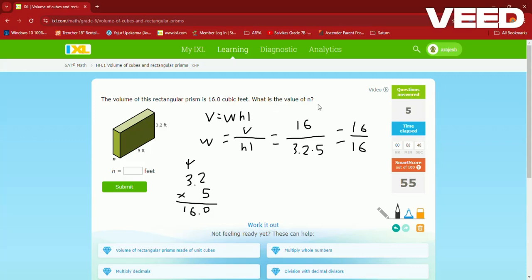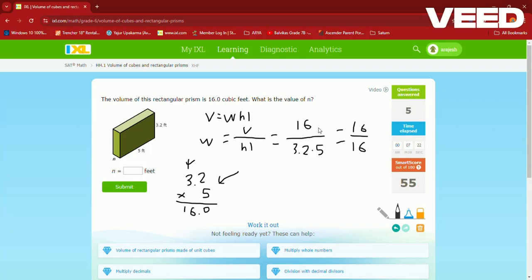So we're asking what is the value of n? In this scenario, it's 3.2 on this side and then 5 on this side. Now we know that the volume is equal to LWH, whichever way you want to do it. For W, it is equal to V over H times L. So in this scenario, it's going to be 16 over 3.2 times 5. We did the math here in decimal form. Let me just draw an arrow here. And then we got 16.0.